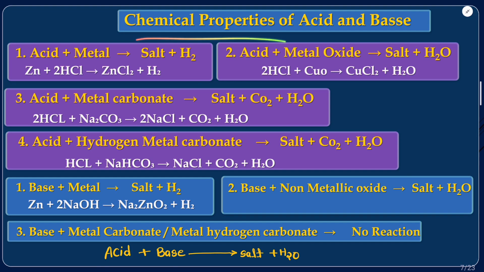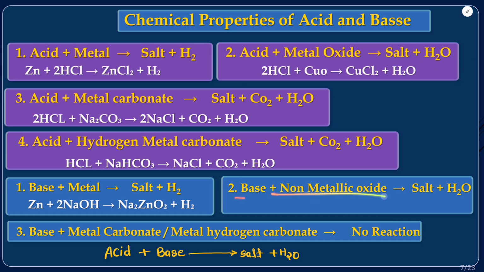Next, chemical properties of acids and bases. What is the property of acids when acids react with metals and metal oxides? Acids react with metals and form a salt and hydrogen gas. Similarly, bases react with metals and form a salt and hydrogen gas. Next, acids react with metal oxides and form a salt and water.